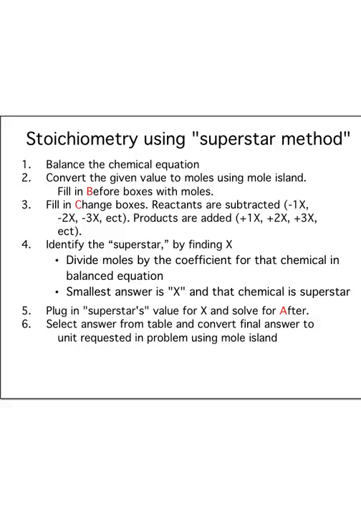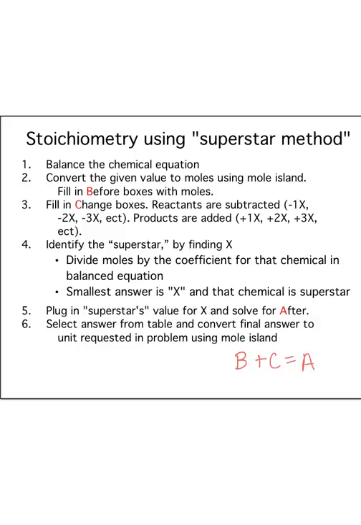Next, we need to find the superstar, and we do that by figuring out x. So we take the moles in our before and divide it by the coefficient for each reactant. And whatever value is smallest, that is our x, that's our superstar, our limiting reactant. Okay, then we plug in that superstar's value for x, and it's all about the superstar. And we're going to solve for our after. And remember, the before plus the change equals the after.